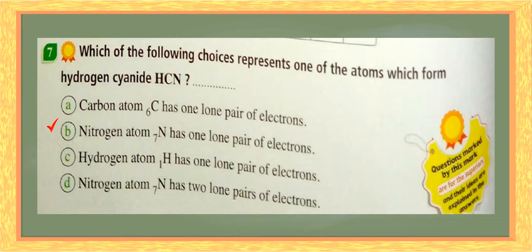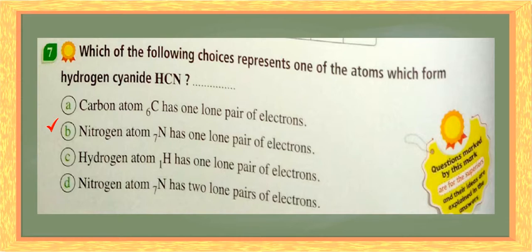Hydrogen has one lone pair? No, it has only one electron that forms a bond pair. Nitrogen has two lone pairs of electrons? No, it only has one lone pair. So the right answer will be letter B: nitrogen atom N7 has one lone pair of electrons. It's a very important question, and we have to concentrate on this one.